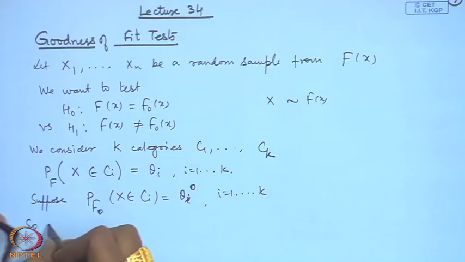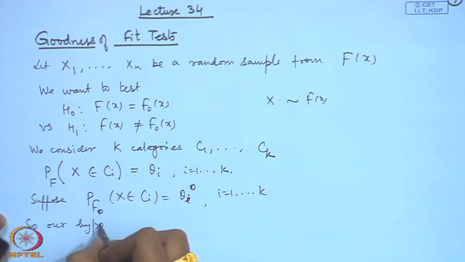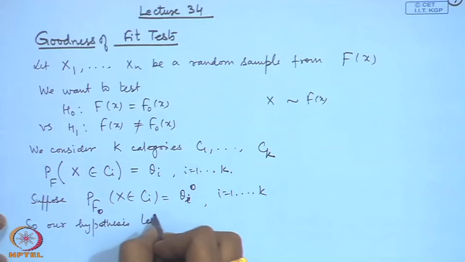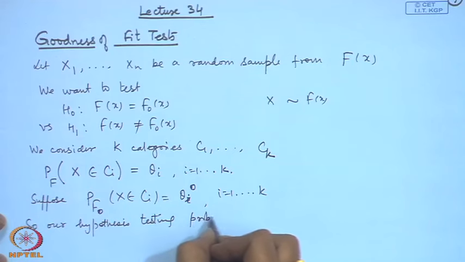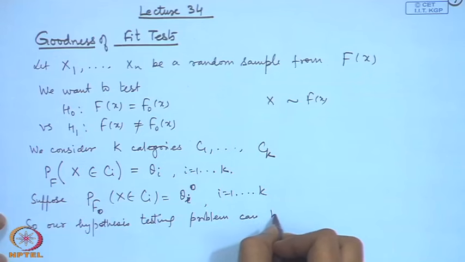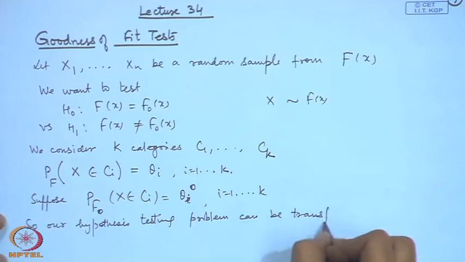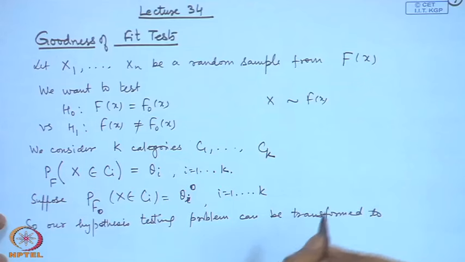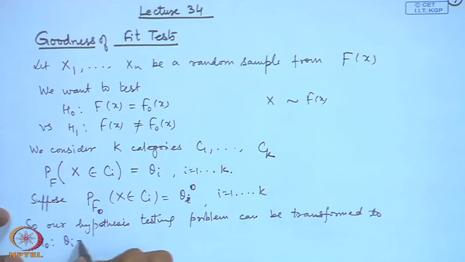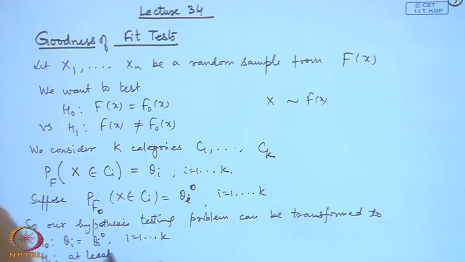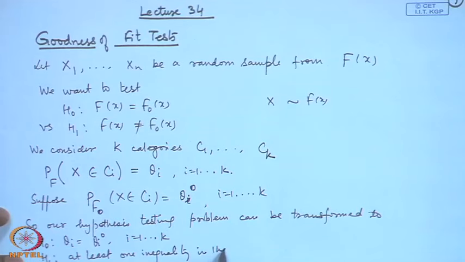So, our hypothesis testing problem can be transformed to H naught: theta i is equal to theta i naught, i is equal to 1 to k, against at least one inequality in the above statement.